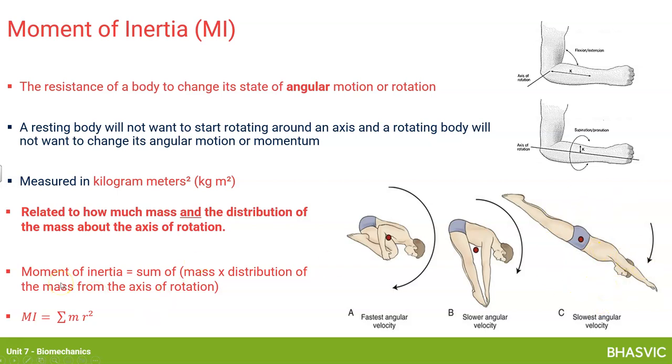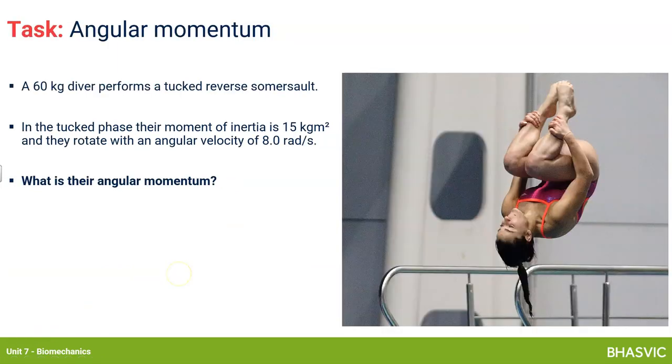So, calculation of moment of inertia. Moment of inertia is the sum of mass of the object times the distribution of the mass from the axis of rotation. And it's this equation over here. Moment of inertia is the sum of mass times the distribution of mass from the axis of rotation, r squared, radius squared. Now, I wouldn't be quite so mean as to make you calculate moment of inertia. I've given you the information that you need.